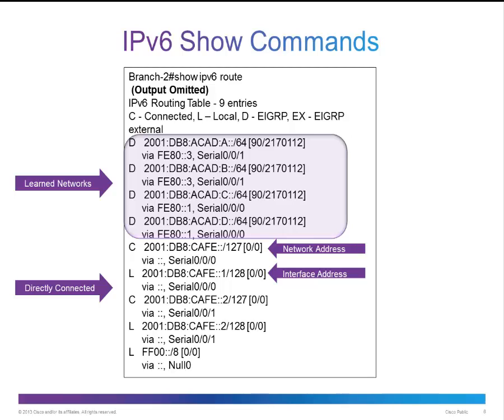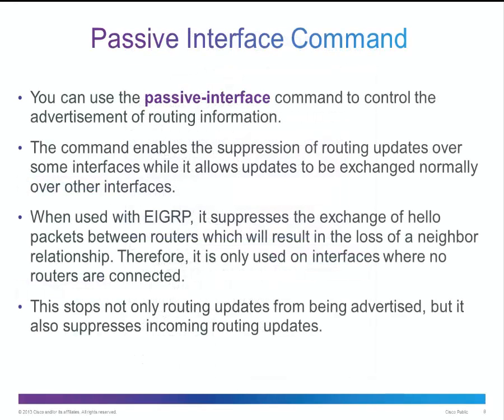The show IPv6 route command displays more learned routes, as well as the C's, which are directly connected, and the L's, which are the interface addresses. The passive interface command is not currently supported by the current version of Packet Tracer for IPv6 EIGRP, but hopefully it will be added to a future version.